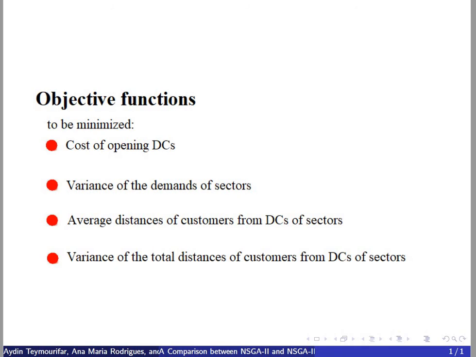As mentioned before, the problem is a multi-objective problem. We have 4 objective functions, to be minimized: the cost of opening DCs, the variance of the demands of the sectors, the average distance of the customers from DCs of sectors, and the variance of the total distance of customers from DCs of sectors.